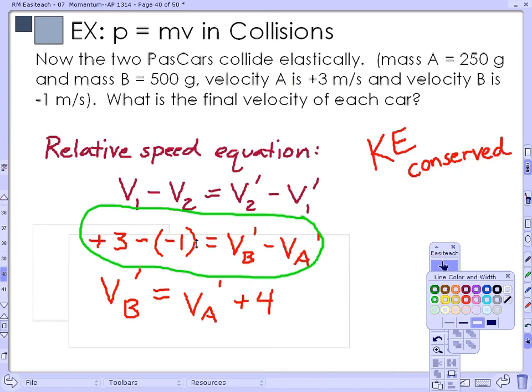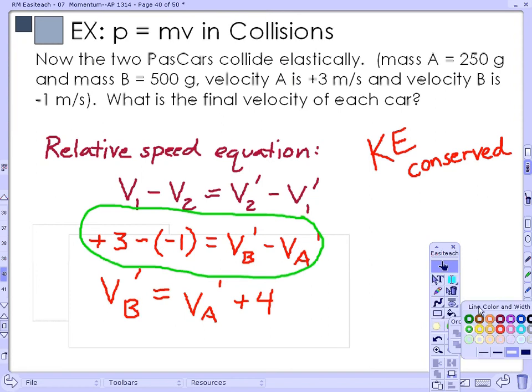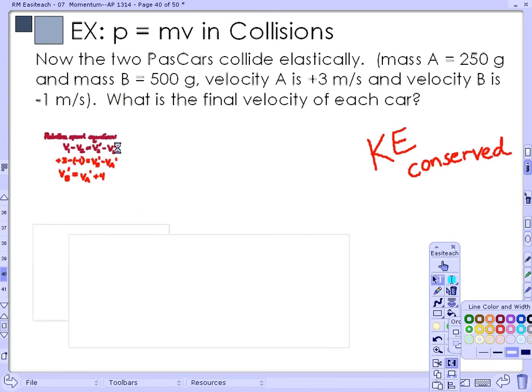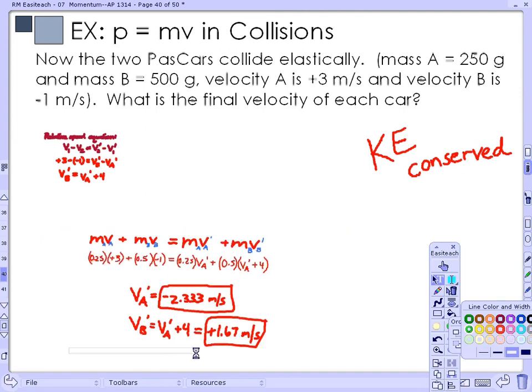So this doesn't look very useful yet, but this is going to be enormously useful for the problem. We're going to be doing algebra here, substituting this equation into another equation. If you solve it for VB prime, it's VA prime plus 4. Okay, fine. VB prime is VA prime plus 4. So let's plug that into this equation.